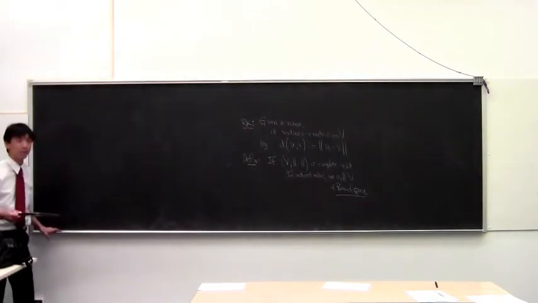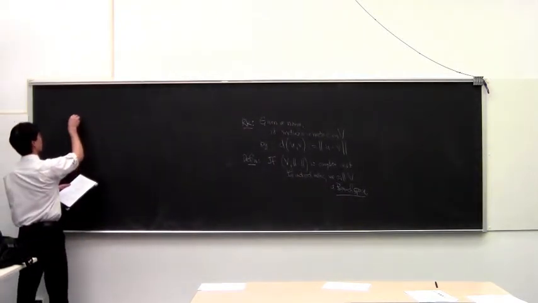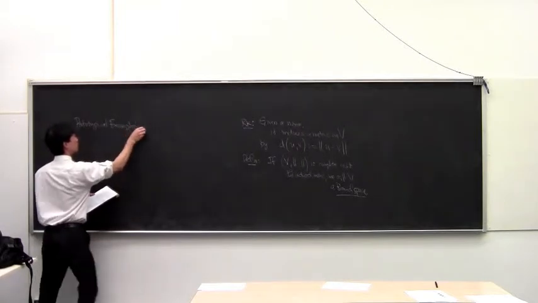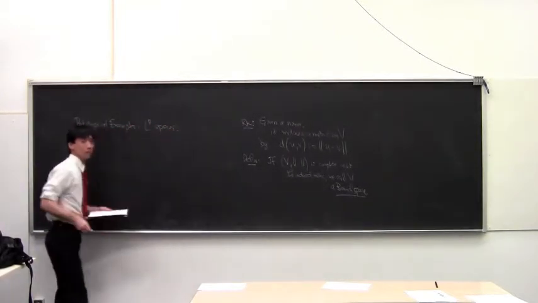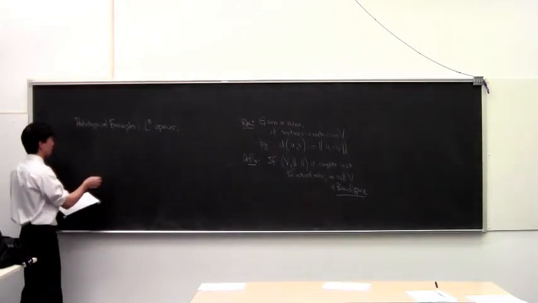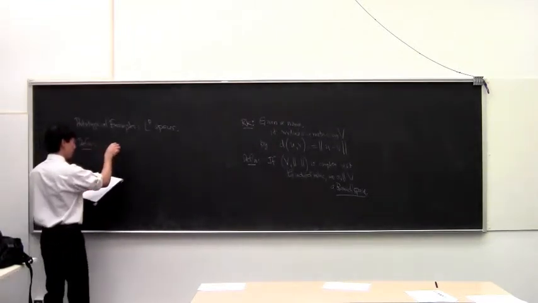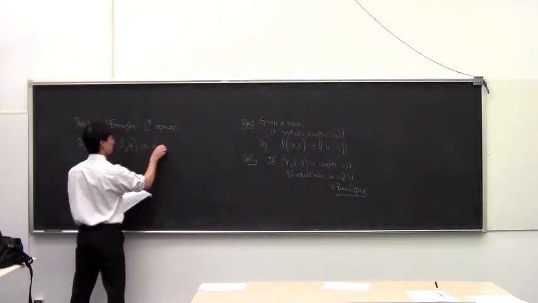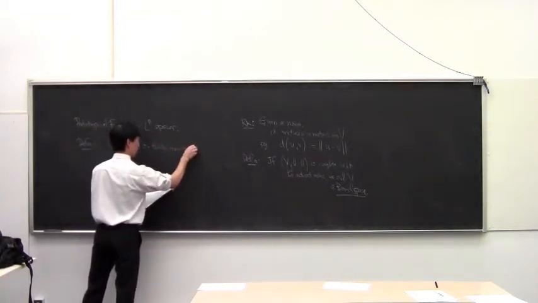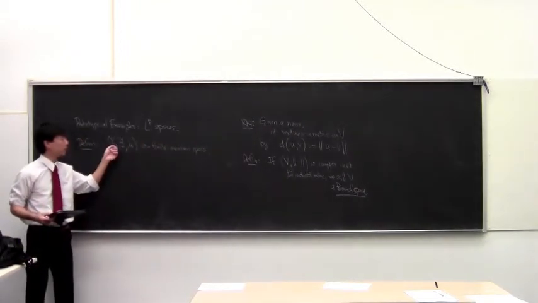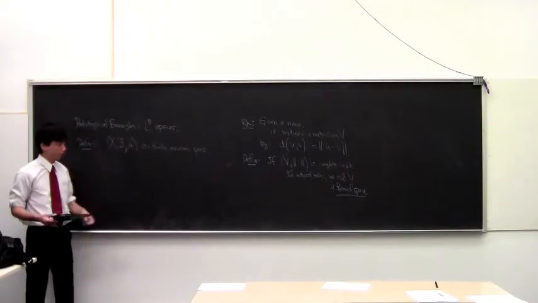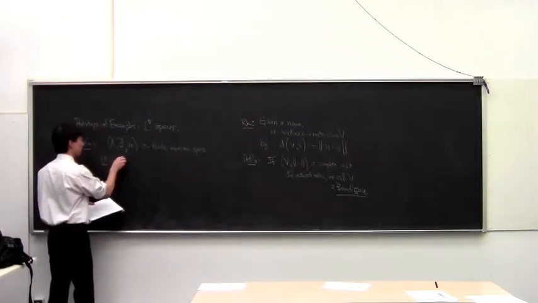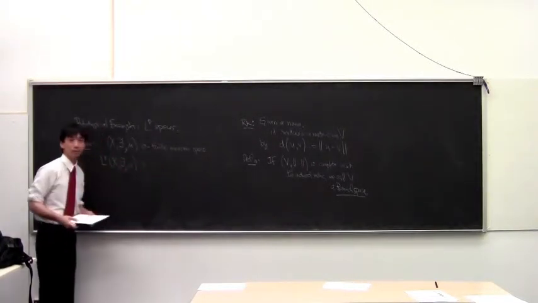The prototypical examples of Banach spaces are the L^p spaces. So, prototypical examples. You have some sigma-finite measure space, right? You have the underlying space, the collection of measurable sets and the measure. And you have this thing called the L^p space. L^p(X, F, mu) is what? What is an L^p space?